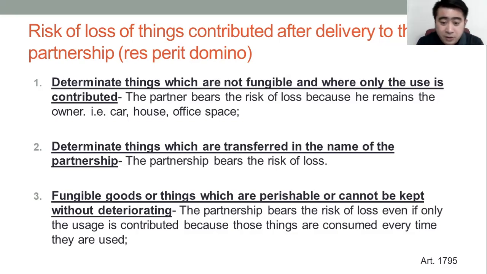We learned in oblicon that fungible things are things with a measure that are exactly identical to all other things that have the same measure. For example, oil, or let's say rice. One kilo of Dinorado rice, assuming they are the same brand, is the same as one kilo of other Dinorado rice. You can see that in the market, class.